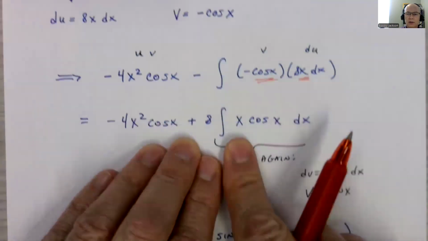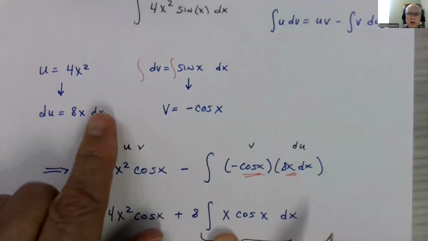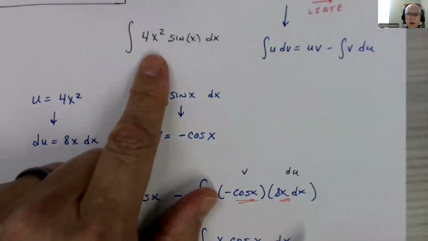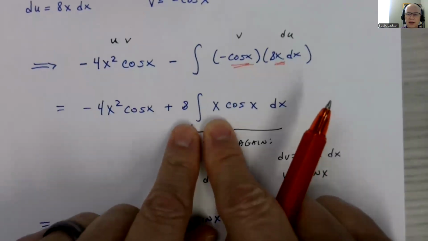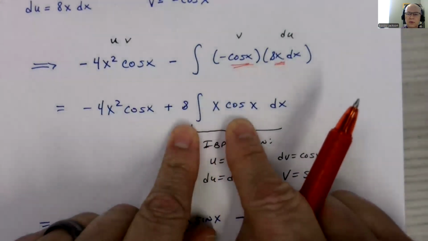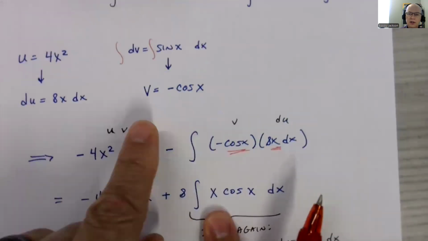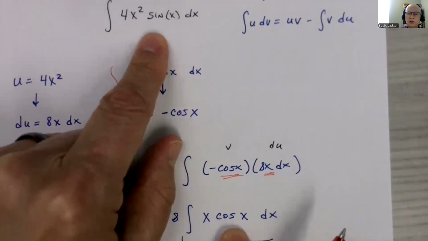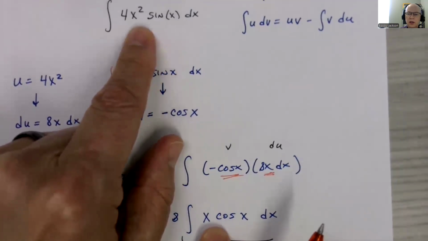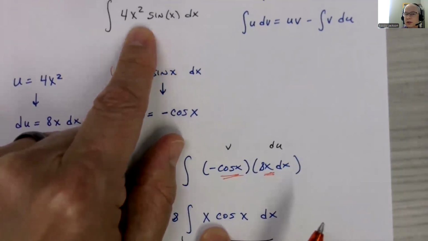And then, look at my integral. I started with 4x squared times sine of x. Now I'm looking at the integral of just x times cosine of x. Well, it's gotten a little simpler. The sine going to a cosine doesn't really change a whole lot, but x squared to an x, we're moving in the right direction, let's say.